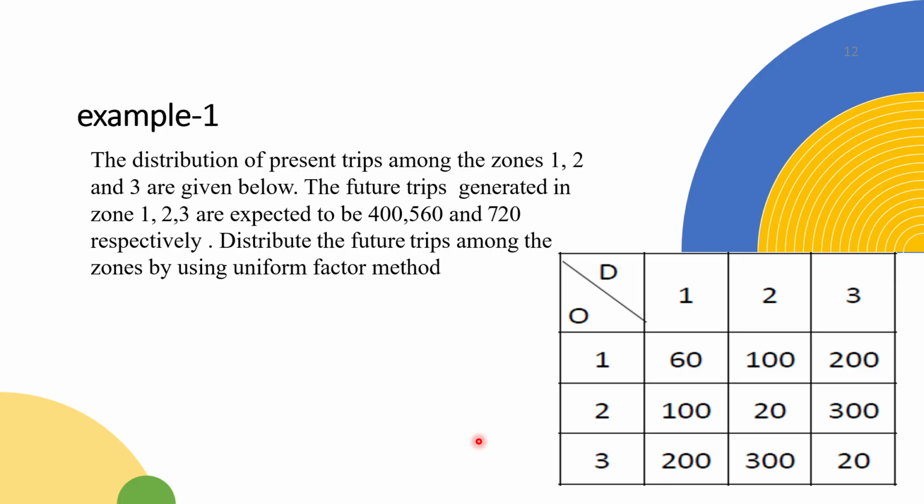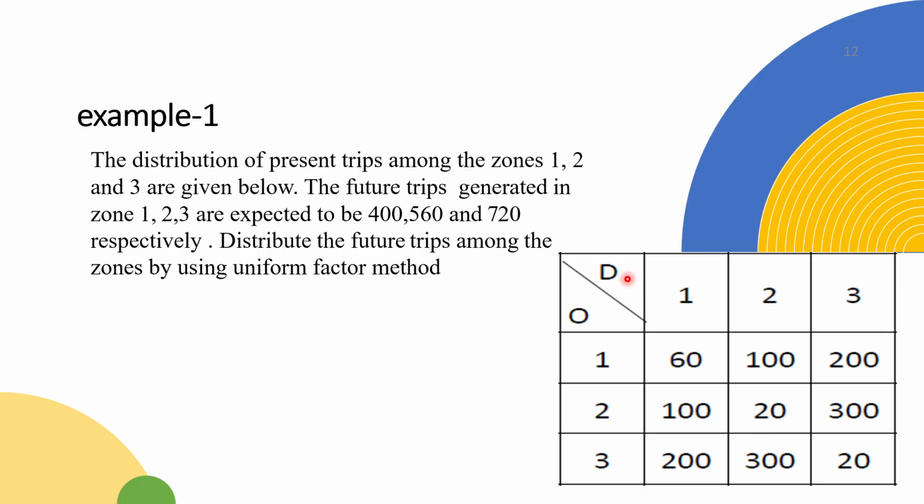Now let's look into some examples. The first example, here the trip distribution of present trips among zones 1, 2, 3 are given below. Future trips are 400, 560 and 720 for zones 1, 2 and 3 respectively. Distribute the future trips among the zones by using the uniform factor method. So this table is called the OD matrix. O stands for origin, D for destination.